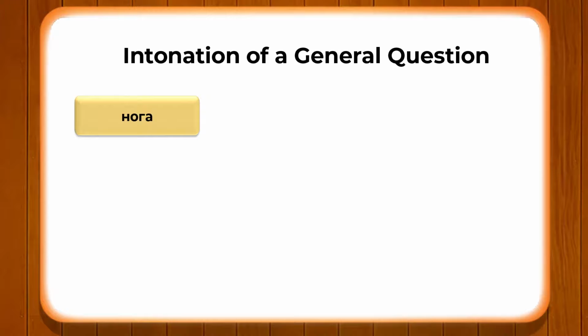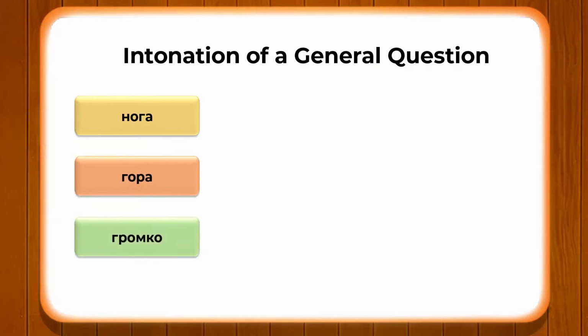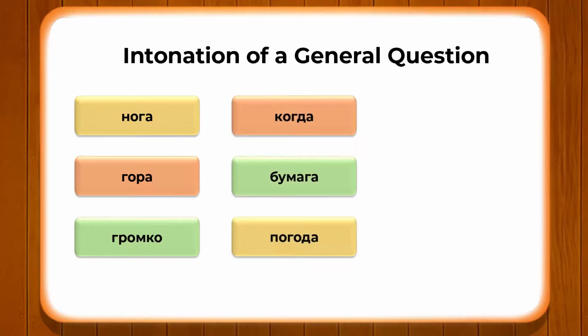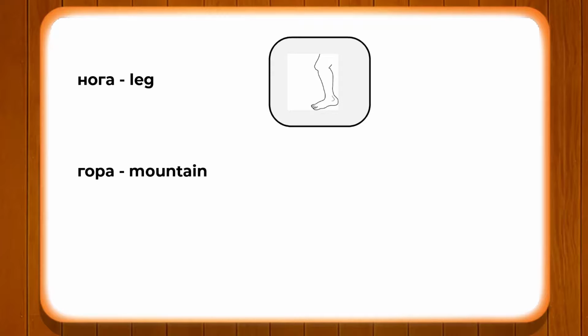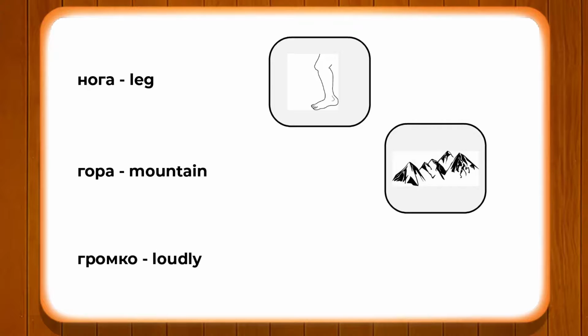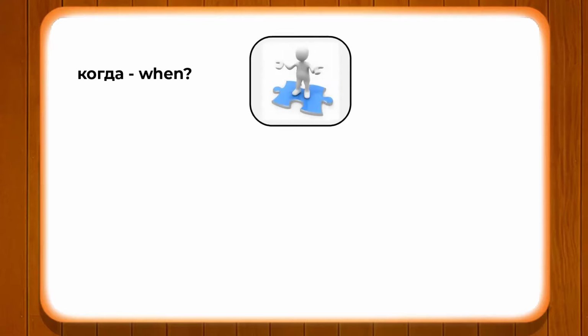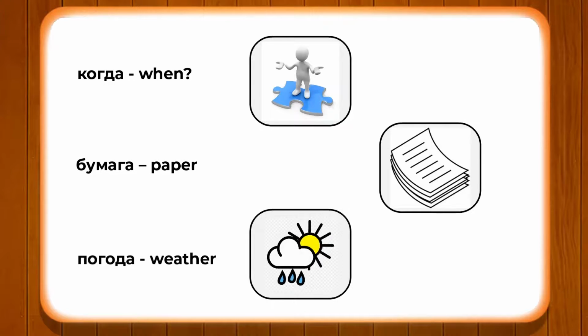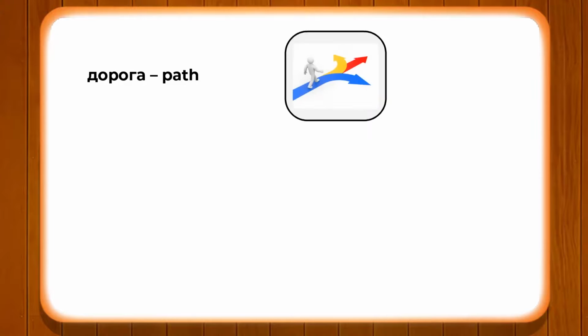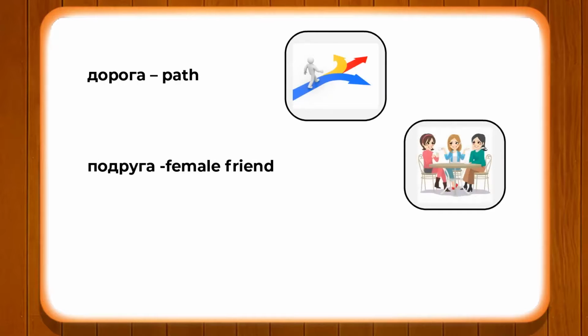Naga, gora, громко, когда, бумага, погода, дорога, подруга, группа. So, now let us understand the meaning of these words. Naga means leg, gora means mountain, громко means loudly, когда means when, bumaga means paper, pogoda means weather, doroga means path, podruga means a female friend, and gruppa means group.